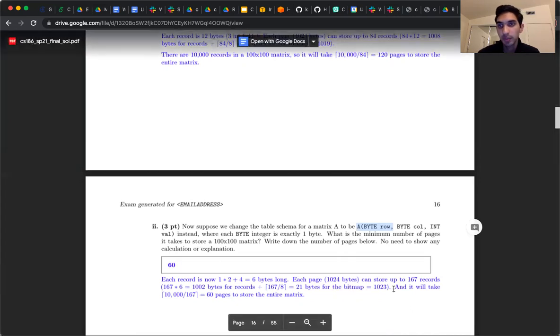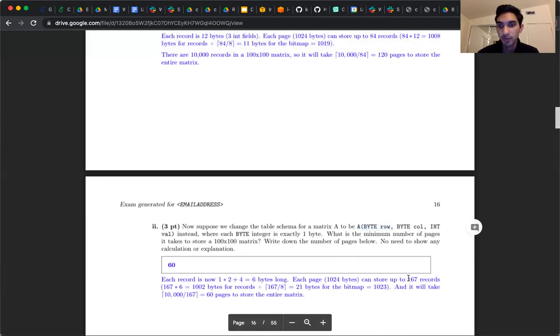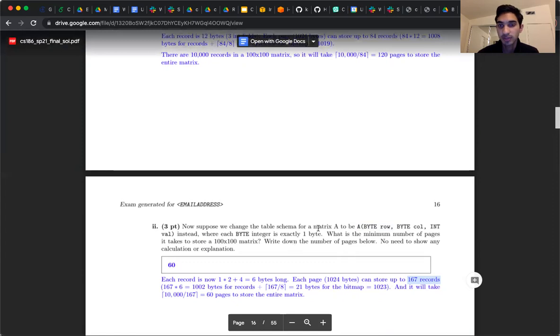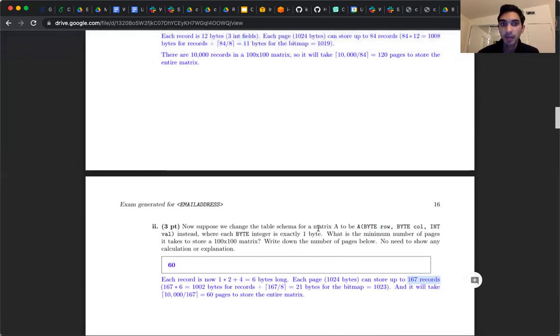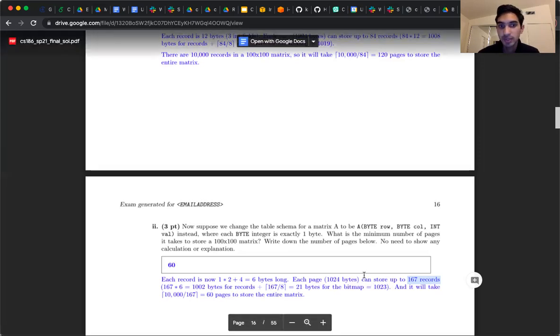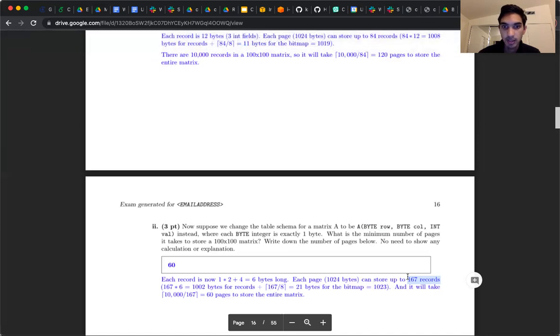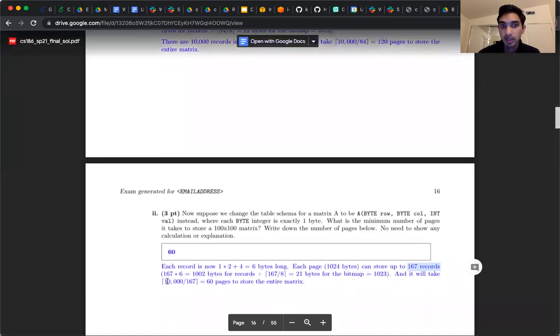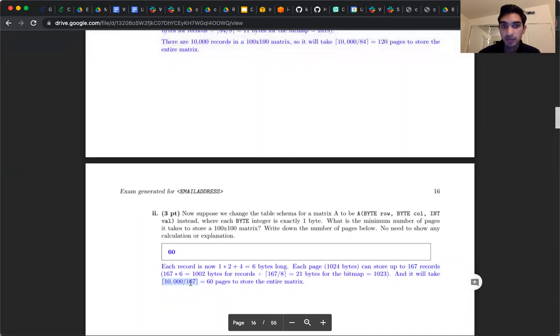So, much like the calculations that we did previously, we can fit 167 records on a particular page. Again, there are 2 ways of doing this. The solutions did a guess and check approach, but another thing that you could do is convert everything to bits. Convert your 6 bytes to bits, add 1 to that, then take the 1024 bytes on a page, convert that to bits, and divide those 2. So if you can fit 167 records, then 10,000, so 100 times 100, divided by 167, will take 60 pages to store the entire matrix.